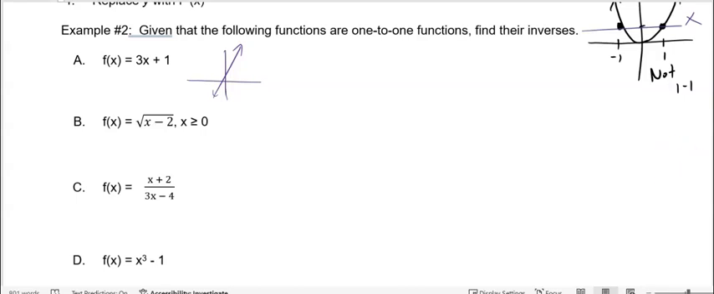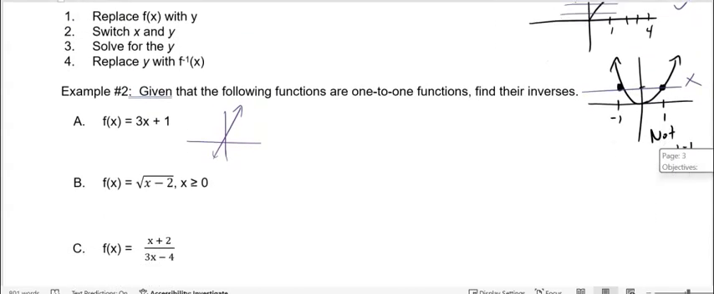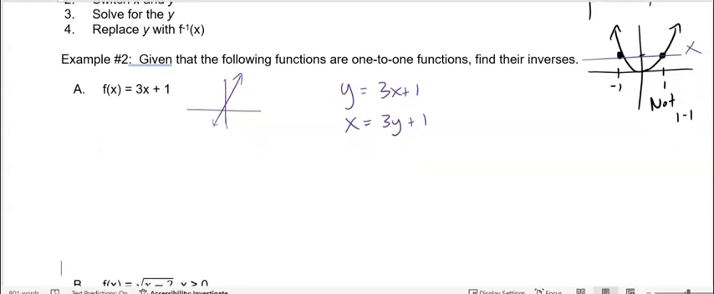All right, I've got a step-by-step process for that. Step 1: replace f of x with y, check. Step 2: switch x and y. This is the domain and range switch thing that we talked about. Okay, so that's really it, but we just need to write it nicely now. We swapped the domain and range, so that's the inverse relationship. We just need to write it in terms of y like we always do.